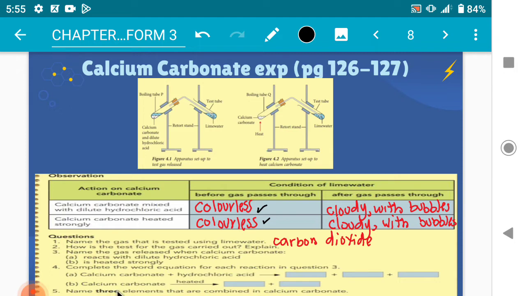The question, name the gas involved, the answer is carbon dioxide. So in this boiling tube, the carbon dioxide will be released, then flow through this tube and turn the lime water cloudy with bubbles. Alright, and I want you to answer the rest of questions 2, 3, 4 and 5.